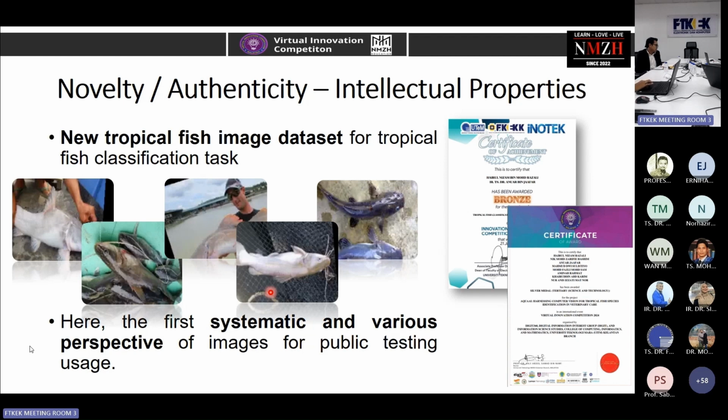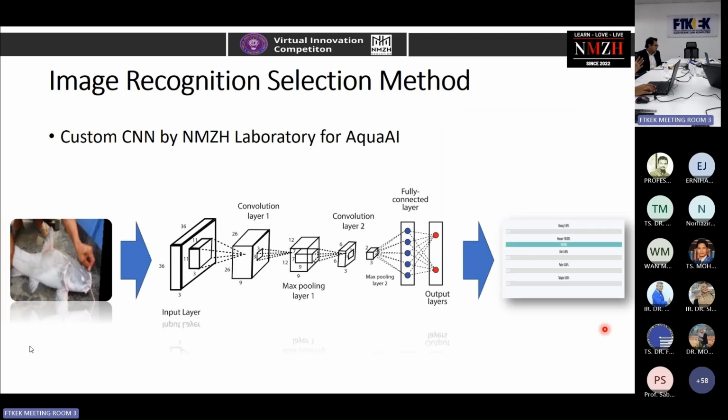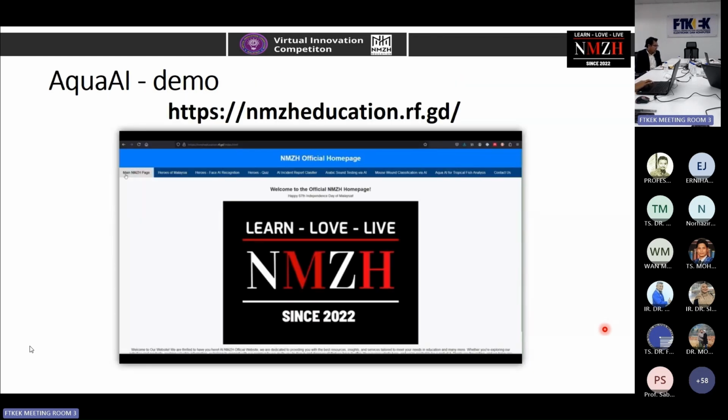We have bronze and silver in two competitions, in 2019 and 2020, and this one is 2024. So this is the basic idea. The moment we bring in any features that have been classified by us, the idea of classifying them is there. I think this is a kind of demo from us.